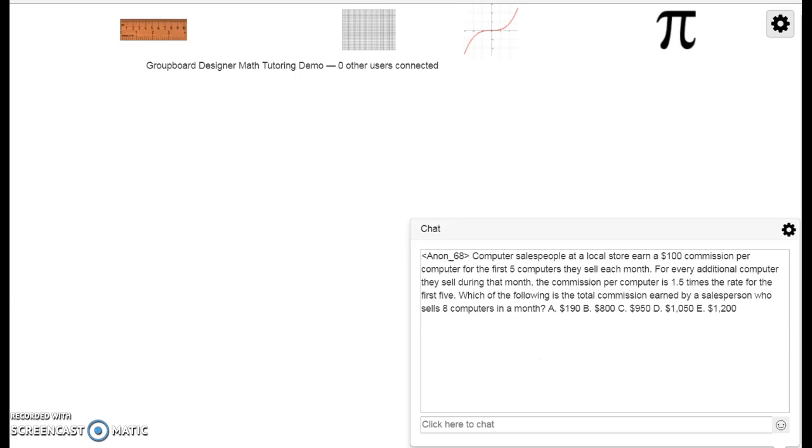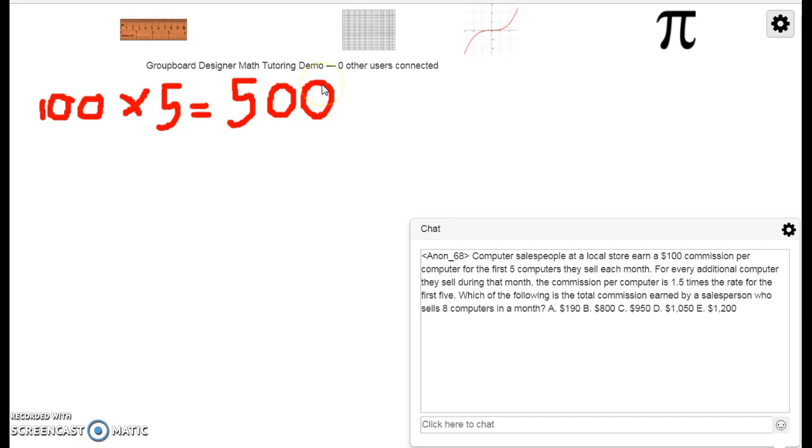The first thing that you have to do is figure out what you're going to do with these numbers. So what we know to start with is that our salesperson is going to earn $100 for the first 5 computers. So the first 5 computers will be paid at a rate of $100 for the first 5. That means that our salesperson is going to earn at least $500. So keep that in mind as you look at the answers that are provided. The answers provided are $190, $800, $950, $1,050, and $1,200. We already know then that answer A, 190, is not going to be a correct answer. So you can take that one and eliminate it.